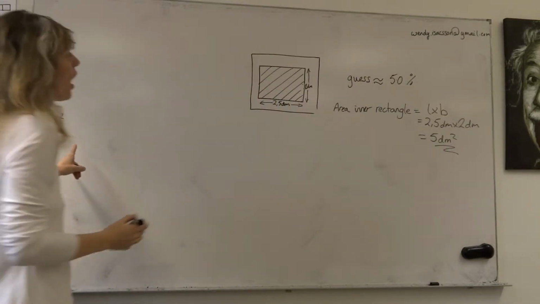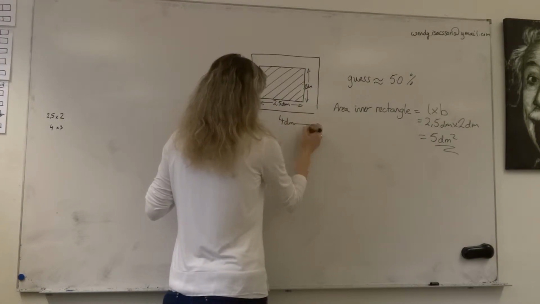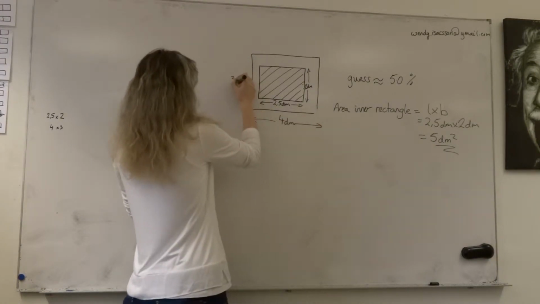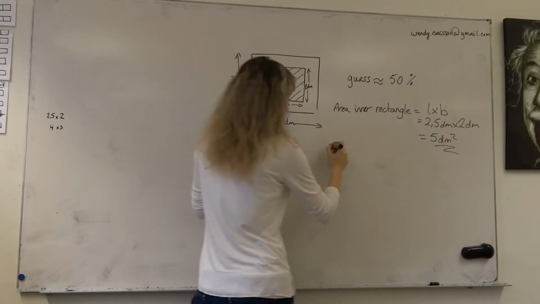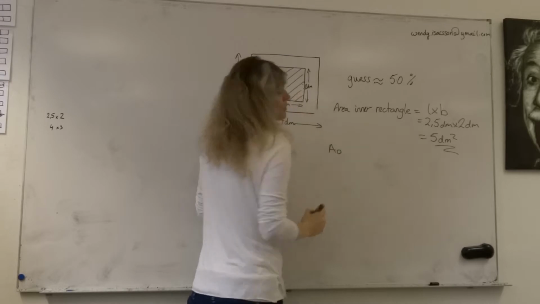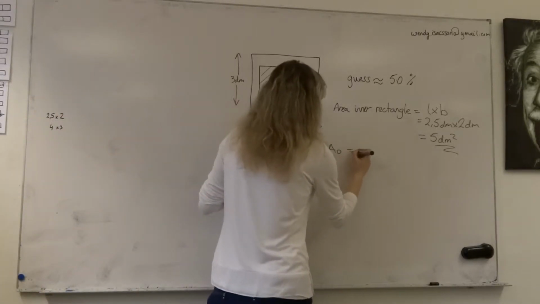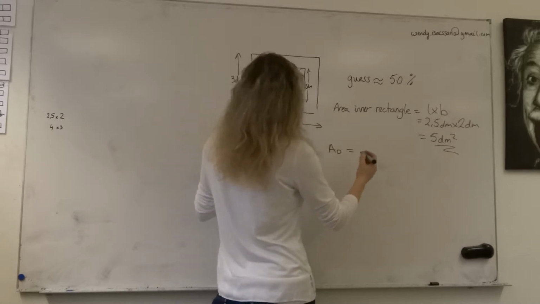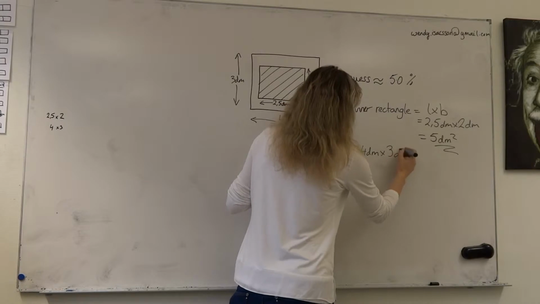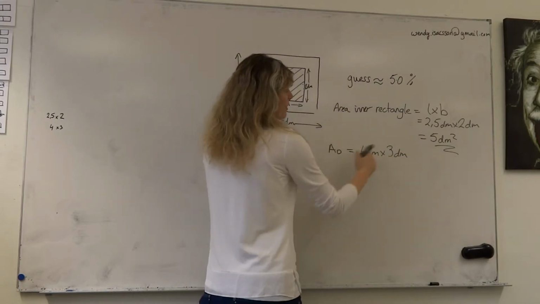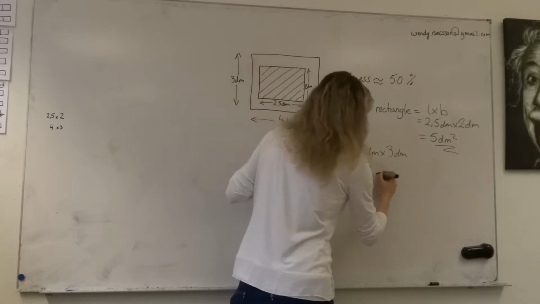What do I know about the outer one? Well, here I have 4 decimeters by 3 decimeters. So the area of the outer, I'm just going to use AO, define area of the outer. It's going to be 4 decimeters by 3 decimeters. 4 times 3 is 12. Decimeter times decimeter is decimeter squared.